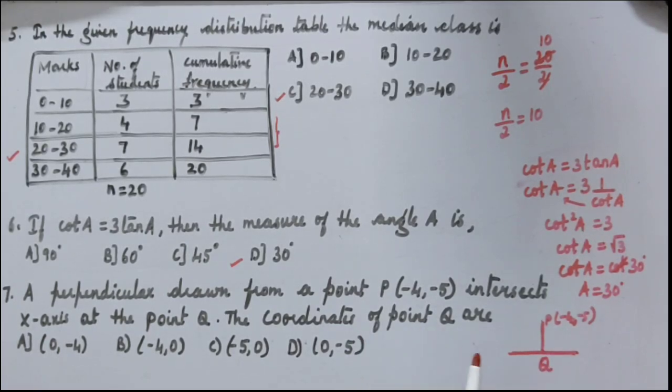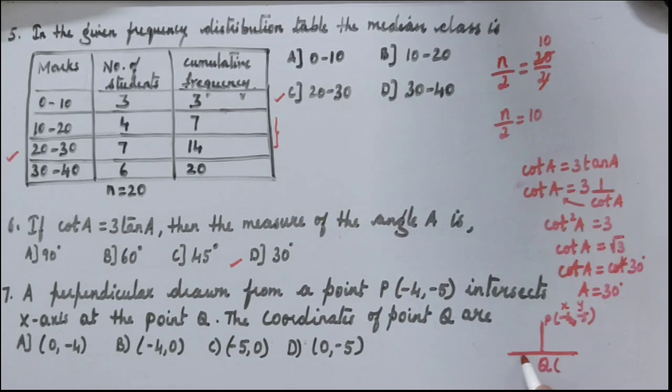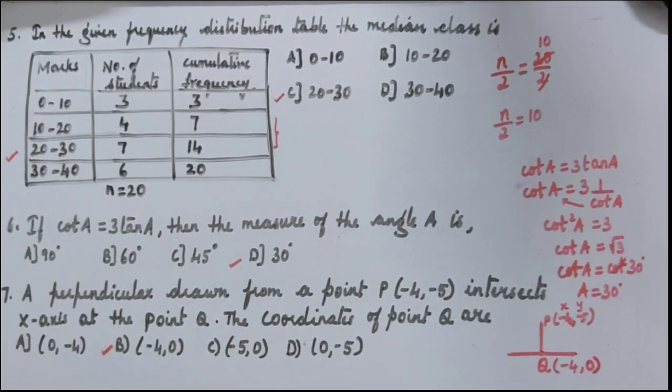So the coordinates of Q will be, we know -4 is the x coordinate and this is the y coordinate. As it is touching the x-axis, x will stay -4. As it is not moving sideways, Q is only on the x-axis, so y will be 0. So the option B.